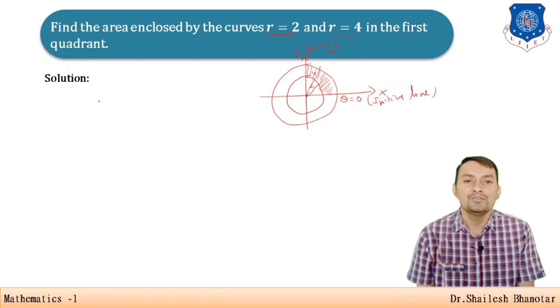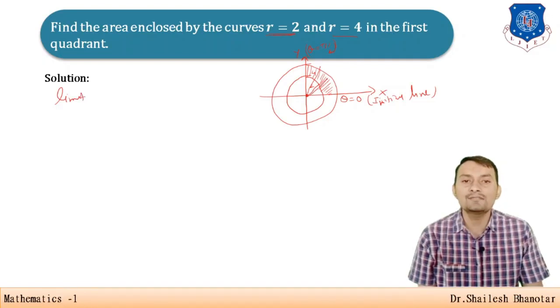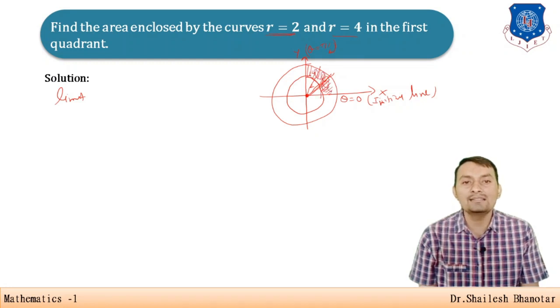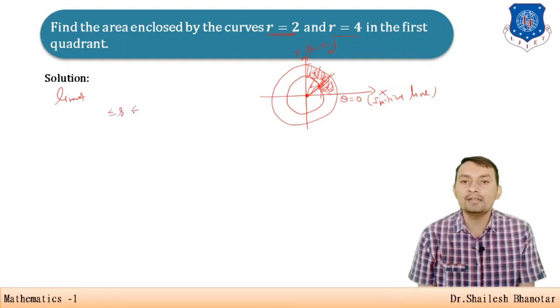But now you have to consider the limits for the region. Always we consider the radius starting from the origin, and the bounded region is only this one. So r goes from 2 to 4. But for what rotation can we cover only the first quadrant?